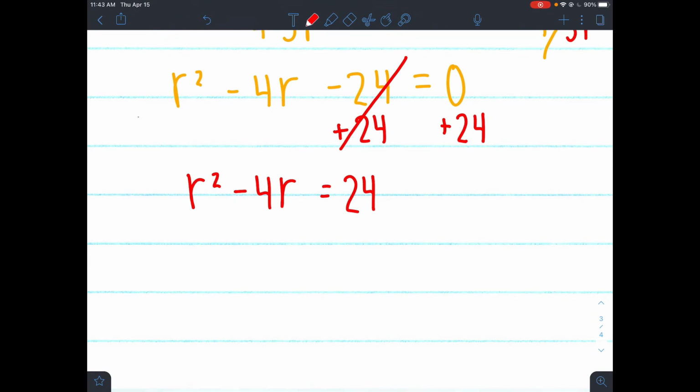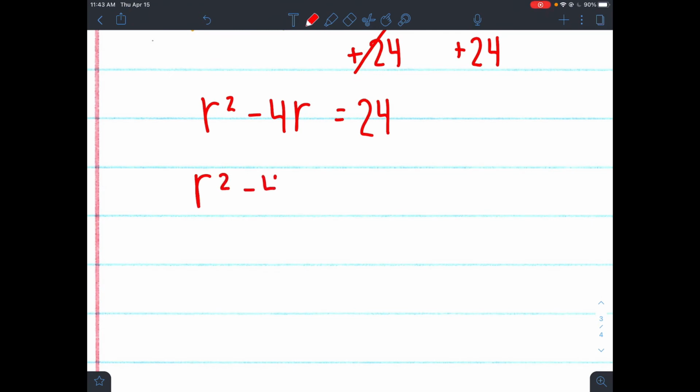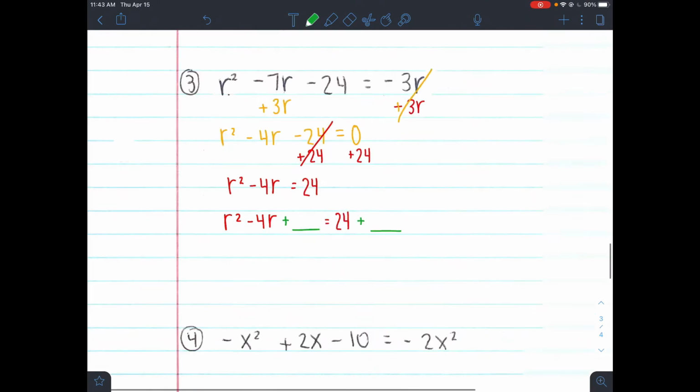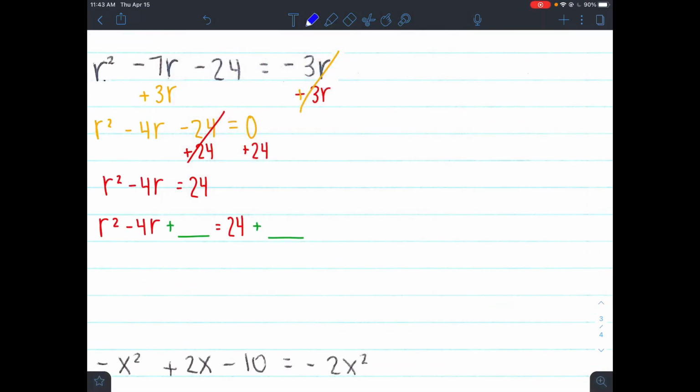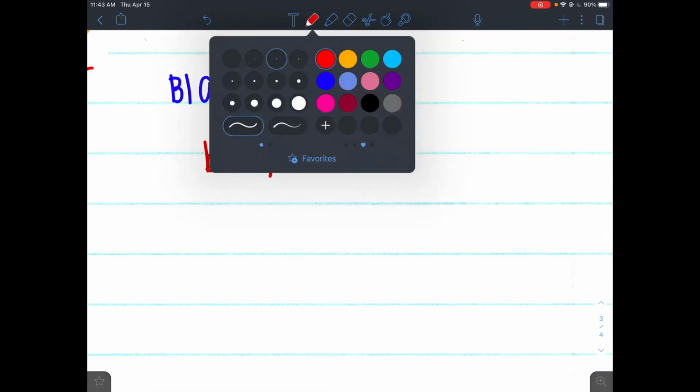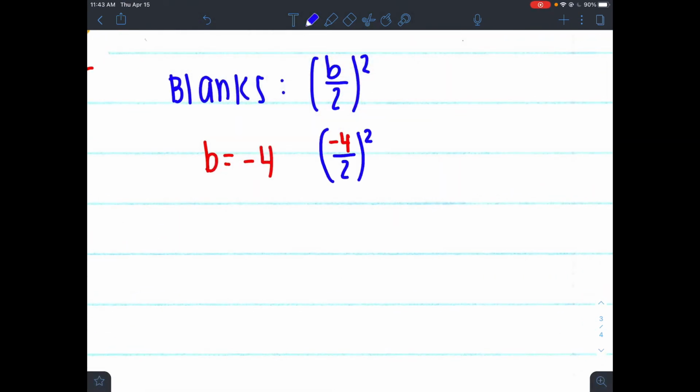All right, so we move on. What do I do next after I move the variables and the numbers? You add your blanks. So we have r squared minus 4r plus blank equals 24 plus blank. And again, what goes in those blanks? Okay, let's calculate that over here. In our blanks, remember that is b divided by 2, squared. Well, your b value in this problem is -4. Notice how it's -4 right here. So let's plug -4 into our formula. So we have -4 divided by 2 squared. Well, -4 divided by 2 is -2.